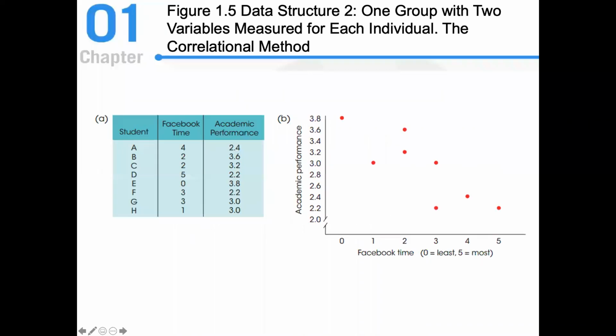All right, so this is figure 1.5, data structure 2, one group of two variables measured for each individual, the correlational method. One of two data structures for studies evaluating the relationship between variables. Note, there are two separate measurements for each individual: Facebook time and academic performance. The same scores are shown in a table in A and a graph in B.